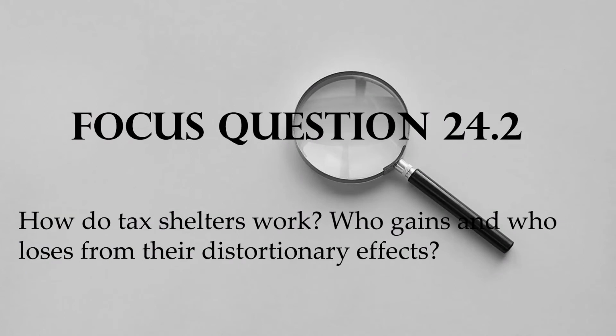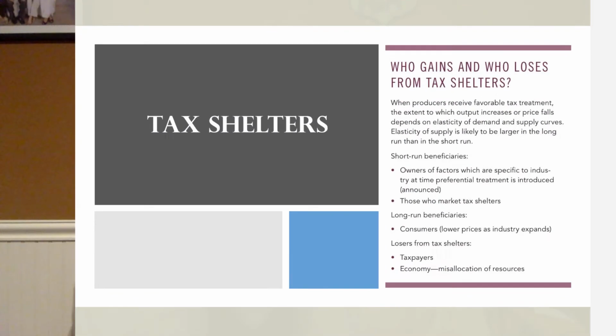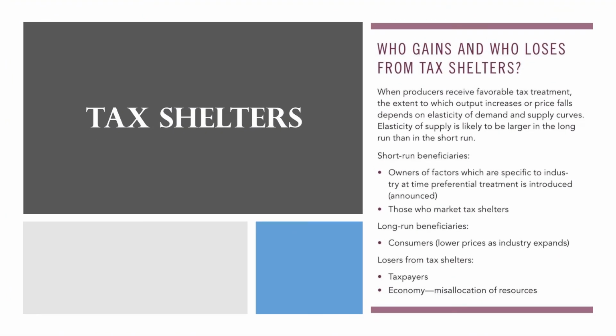How do tax shelters work? And who gains and who loses from their distortionary effects? So who gains and who loses from tax shelters? All right, well, short-run beneficiaries. Who are the short-run beneficiaries? Owners of factors which are specific to the industry at the time preferential treatment is introduced or announced. Those who market tax shelters, these are the short-run beneficiaries. In the long run, most of the time, the beneficiaries are the consumers. So the short-run beneficiaries of tax shelters are producers, owners of factors of production.